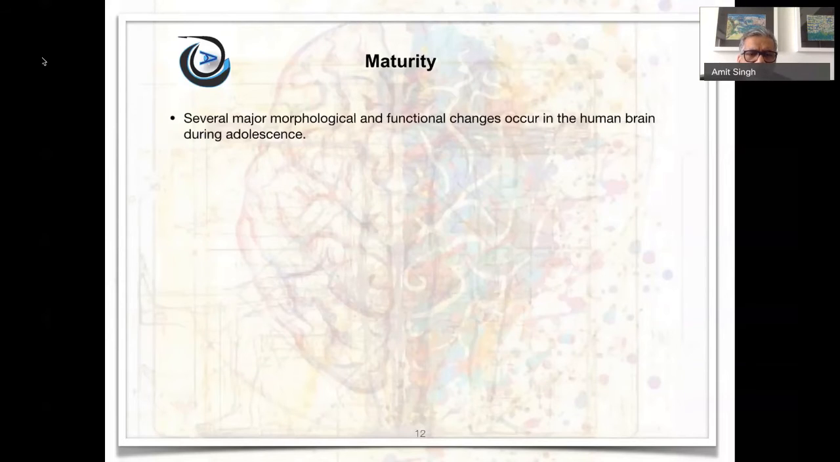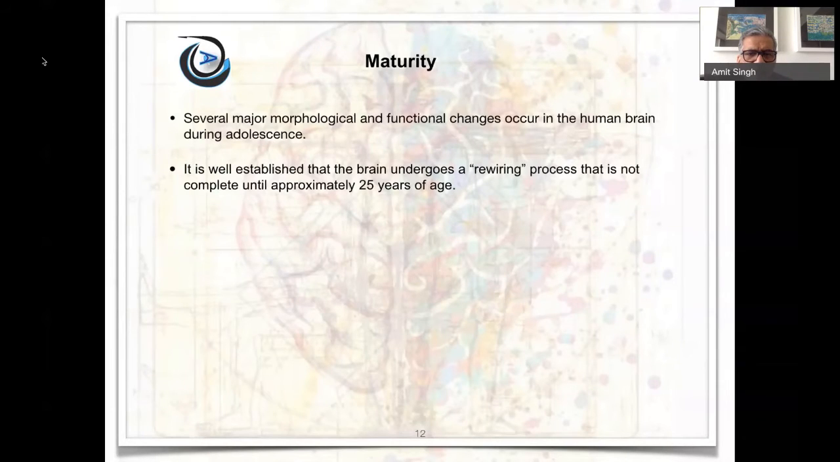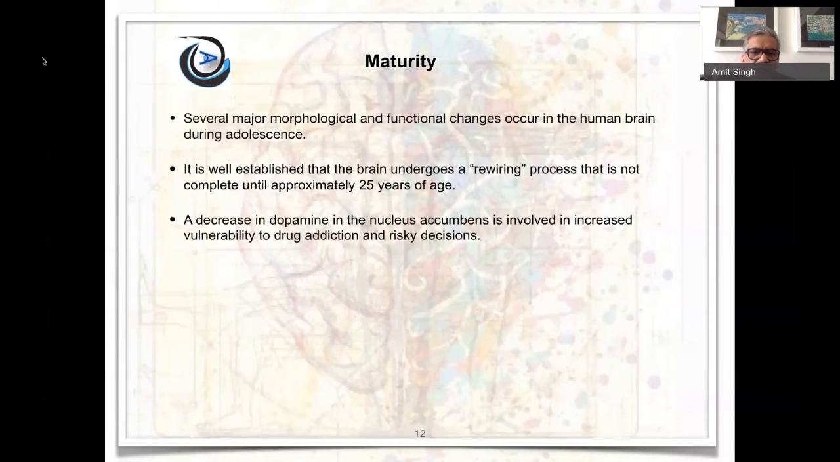It says that several morphological functional changes occur in the human brain during adolescence. Adolescents, they consider till 25, till the physical changes are happening in the amygdala. It is well established that the brain undergoes a rewiring process and is not complete until approximately 25 years of age. A decrease in dopamine in the nucleus accumbens is involved in increased vulnerability to drug addiction and risky behavior.